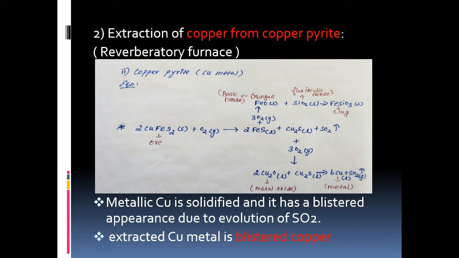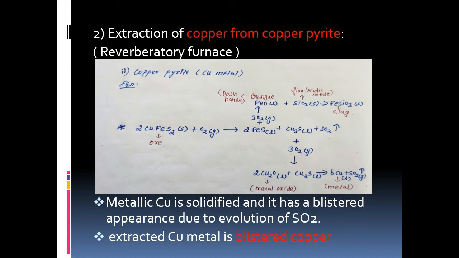Now see here, the copper oxide reacts with the excess Cu2S, and we are getting its metal, 6Cu, and the remaining all is removed as sulfur dioxide SO2. Then look at the iron sulfide. Here iron sulfide reacts with oxygen and gives iron oxide FeO. This is nothing but a gangue.